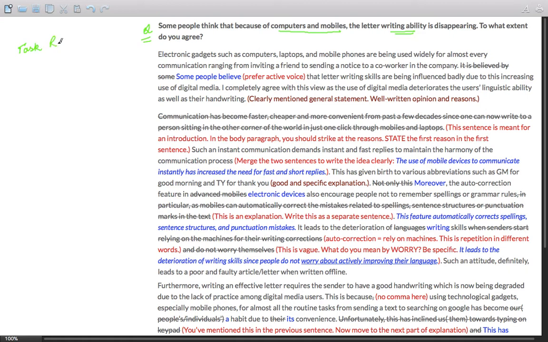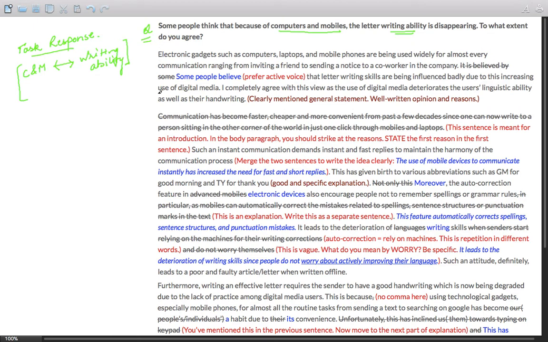Firstly, task response mistakes are mostly evident when you are unable to link with the topic. So the topic today has two components. On one hand are computers and mobile devices, and on the other is the writing ability, and you must connect the two in order to obtain the right band score, that is the 7 or 7 plus band score. So do not lose on task response under any circumstances.